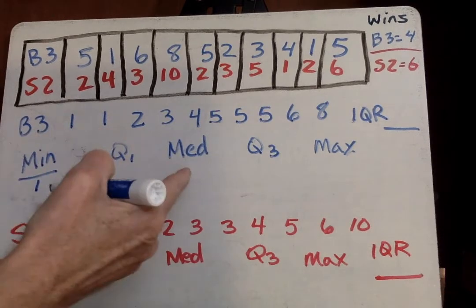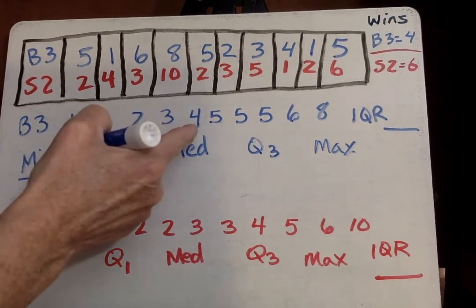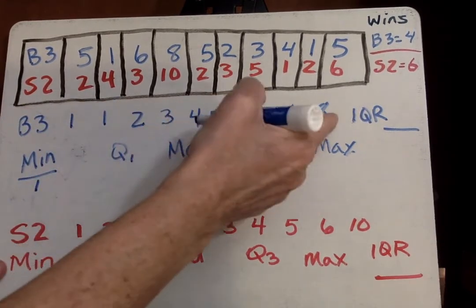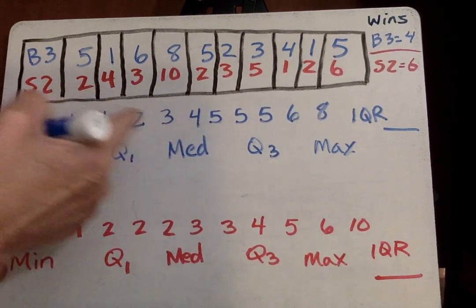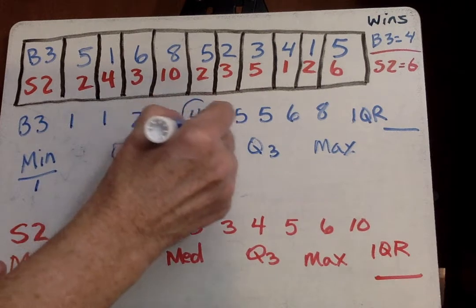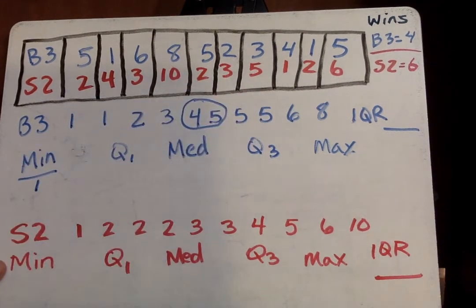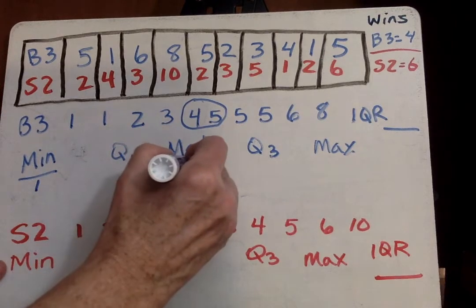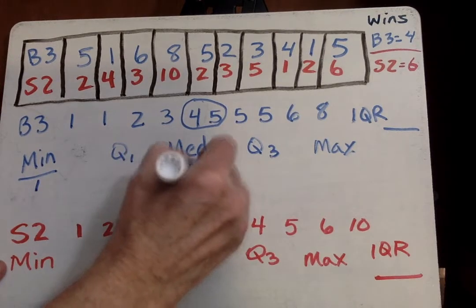Next, we're going to find the median. Let's see, 1, 2, 3, 4, 5. 1, 2, 3, 4, 5. So there's 10 numbers. So we take the 2 middle ones, 4 and 5, and you add them together and divide by 2 to get the median, and it's 4.5.